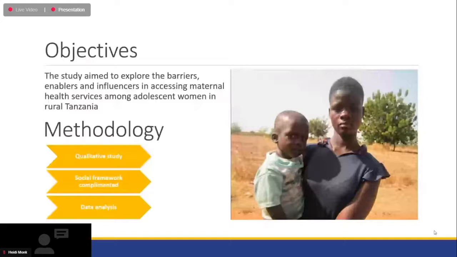So we did focus group discussions with elder men and women and young husbands who are living within the community where these adolescents are living. Key informant interviews were also done with the healthcare workers where these adolescents tend to access maternal and child health services. Our data was analyzed by a thematic approach, and the information was audio recorded, translated, and transcribed.